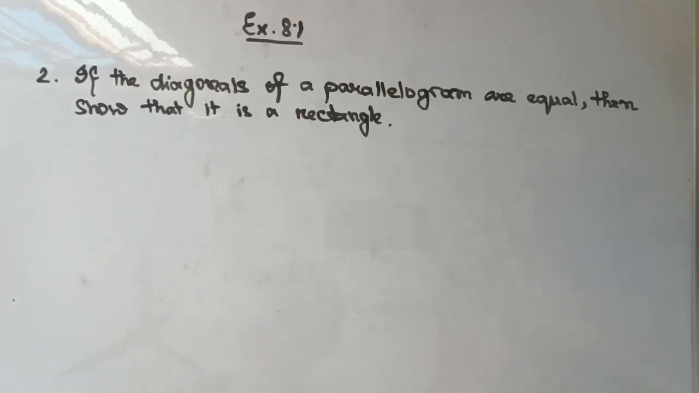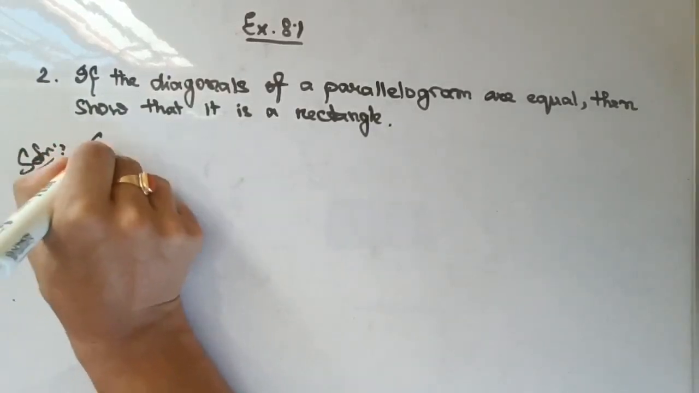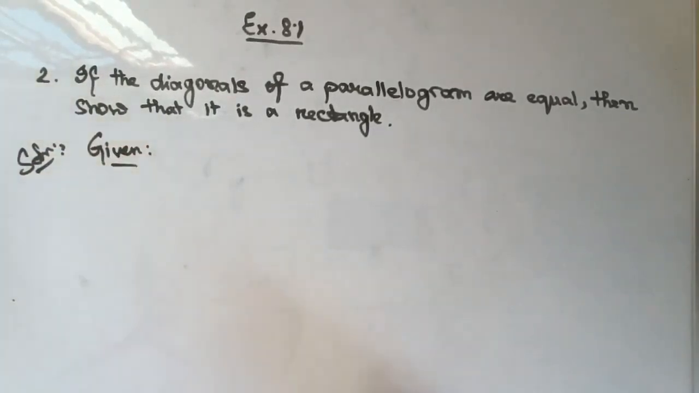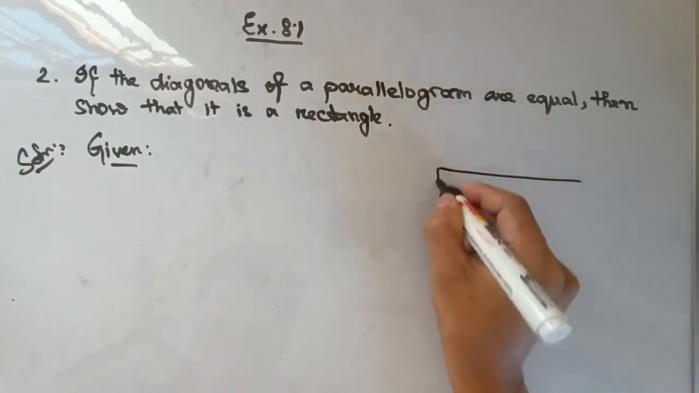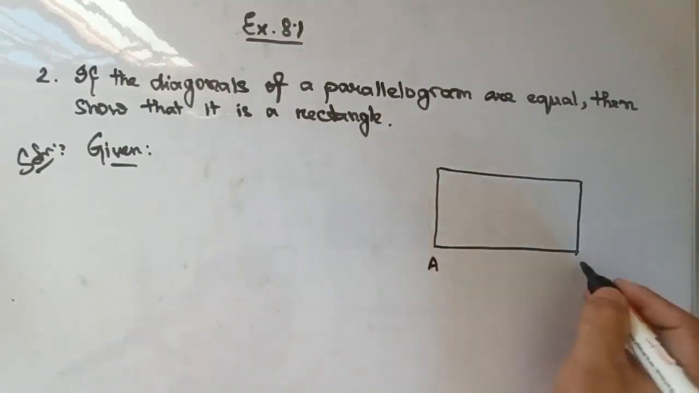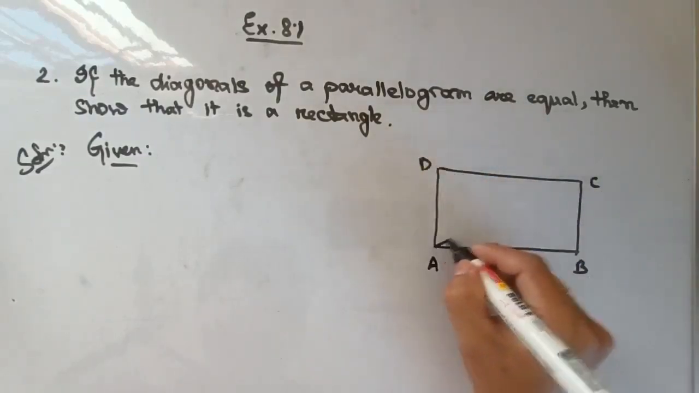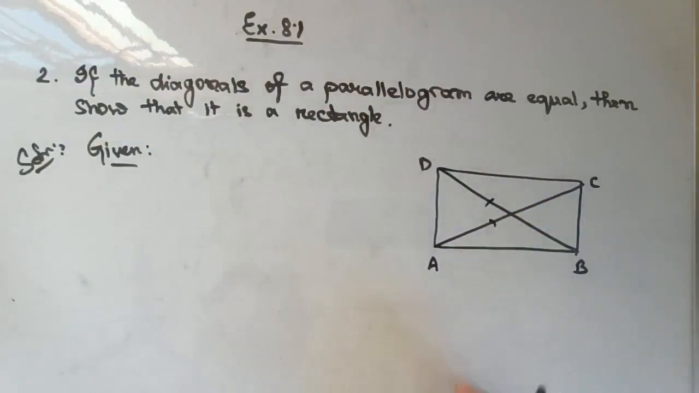So starting from exercise 8.1, question number 2. If the diagonals of a parallelogram are equal, then show that it is a rectangle. So, solution. Given a quadrilateral, a parallelogram ABCD, in which both the diagonals are equal. So this is the parallelogram ABCD, and the diagonal AC is equal to BD. So we are to prove this parallelogram is a rectangle if the diagonals AC and BD are of equal length.